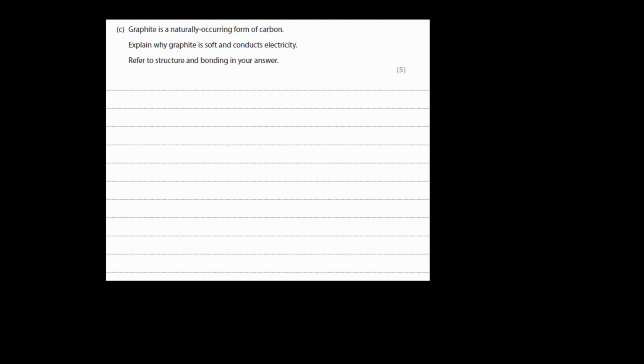Yeah, so 5 marks. Write an answer there. So basically, we're talking about graphite. My spiel on ionic compounds, like sodium chloride, potassium chloride, that's to do with ionic compounds. Graphite's a bit different. It's part of a carbon allotrope.